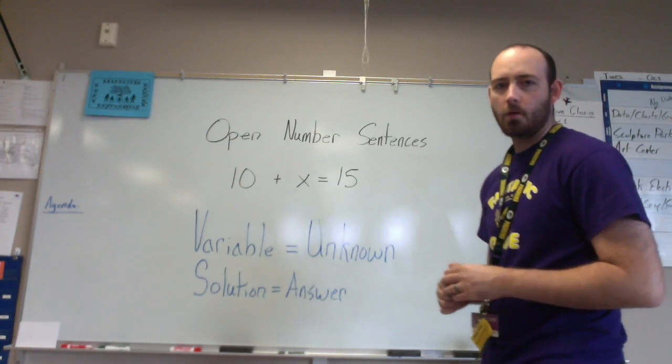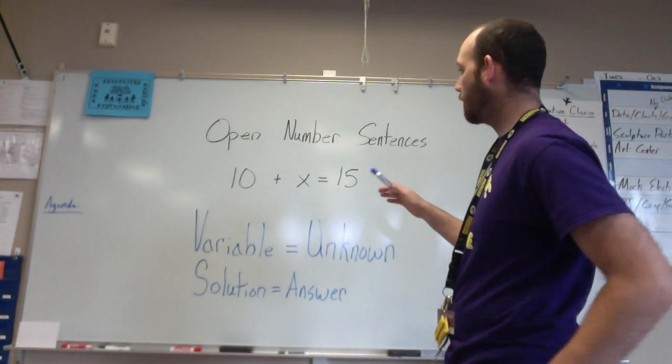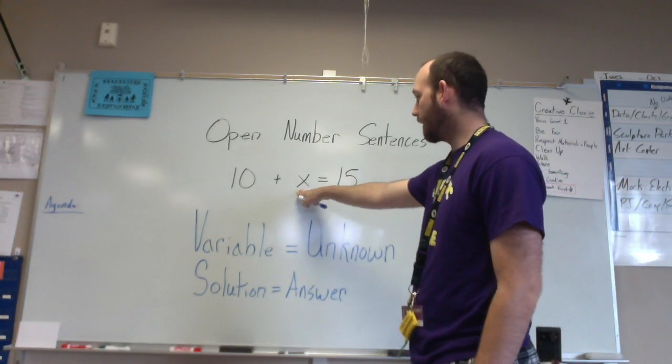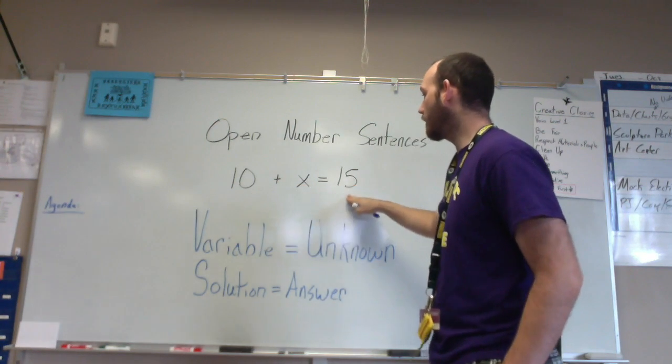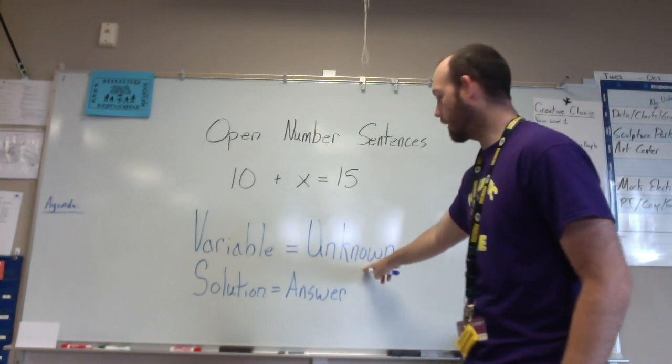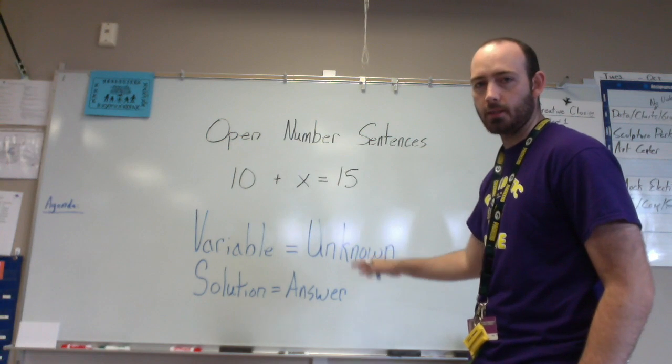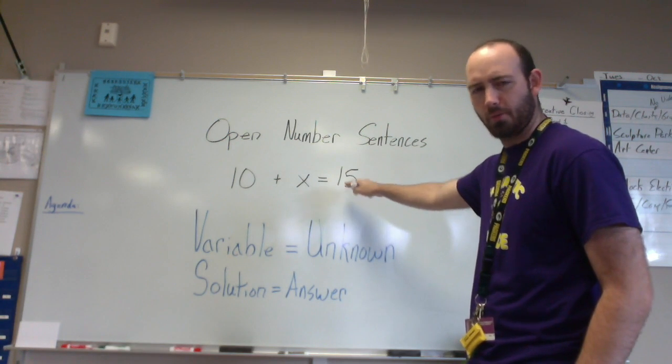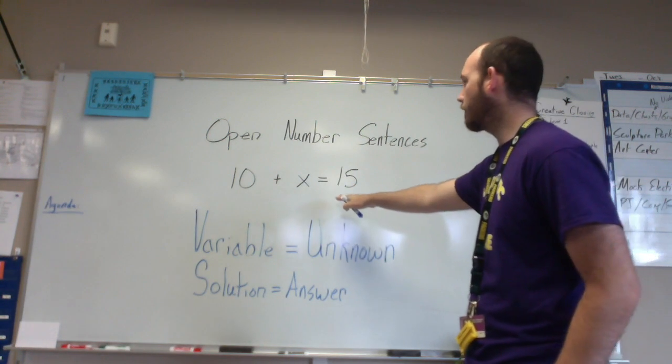Hey guys, today we're talking about open number sentences. An open number sentence is when we have something called a variable inside of our number sentence. And a variable is something that is unknown. We don't know what it is. I know some of you are looking at that right now thinking, well, I already know what that is. Just pretend you don't for now.